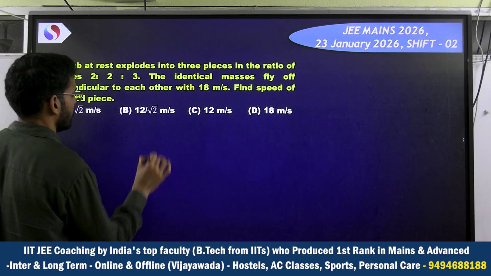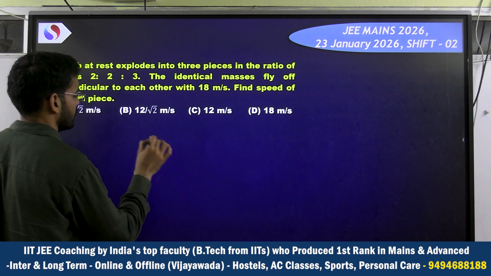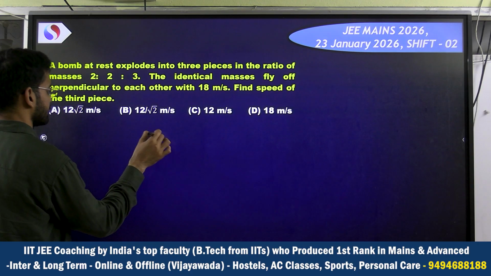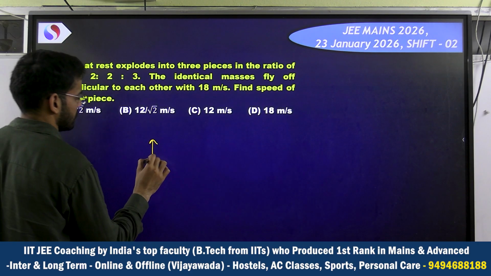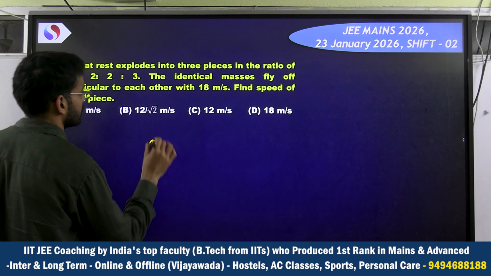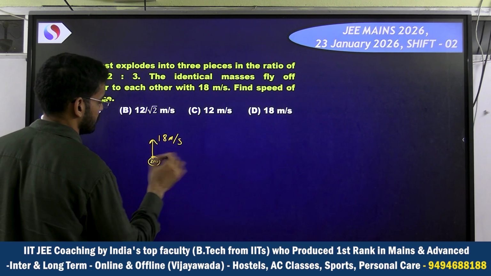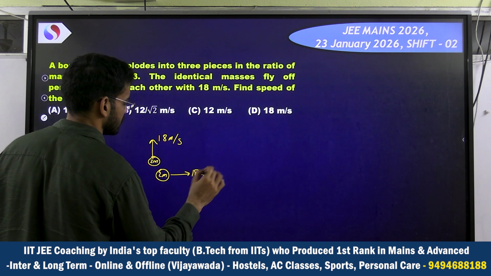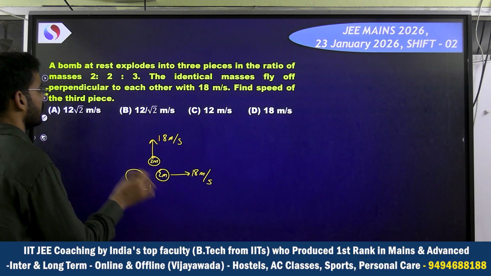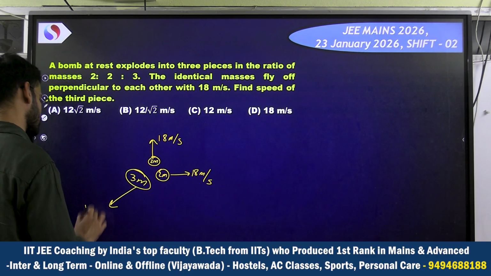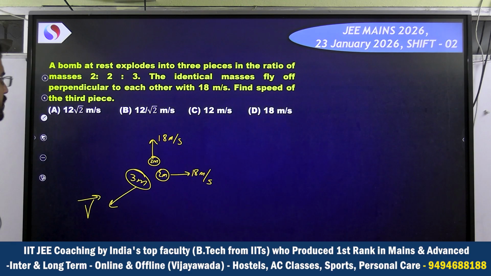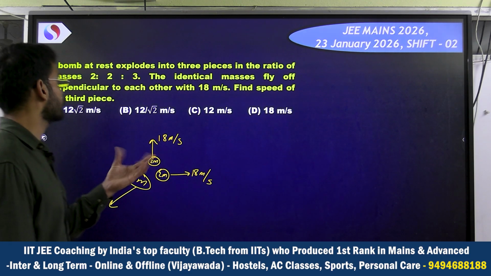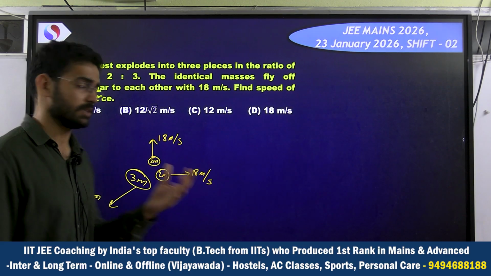So he is saying 2m mass this side with 18 meter per second, in the j cap direction, and 2m mass this side with 18 meter per second. And let's say that 3m mass went in a particular direction, let's say with v vector. That v vector you have to find the magnitude of later on, right? So initially at rest it explodes, so we can say conservation of momentum, right?